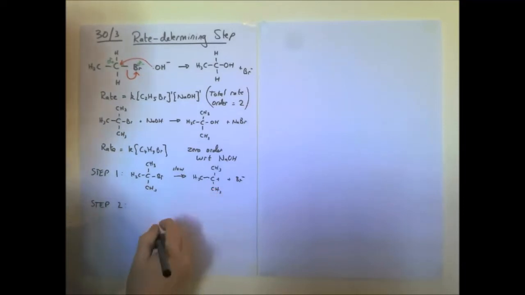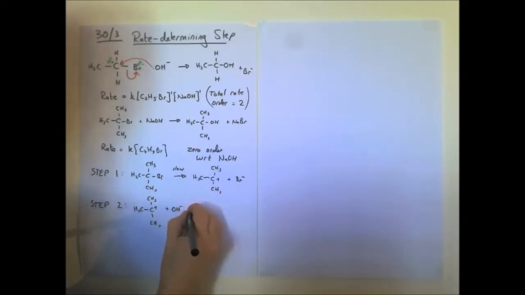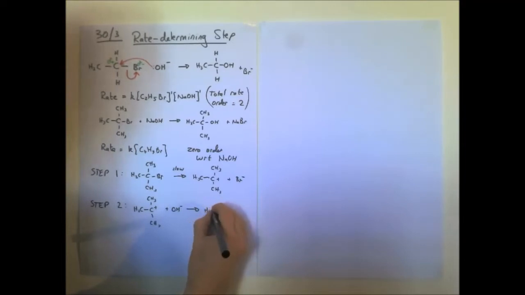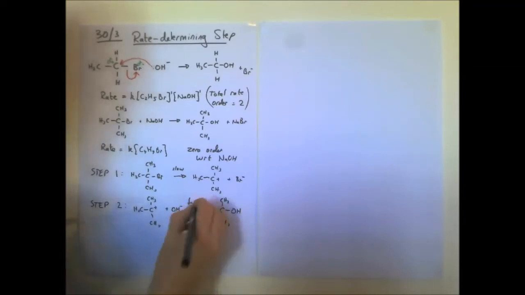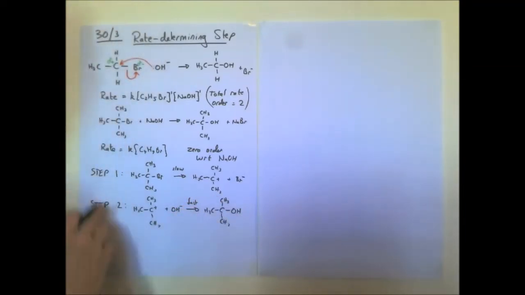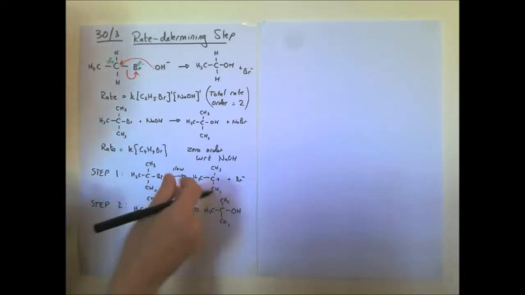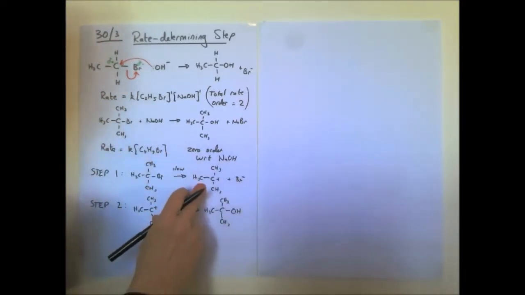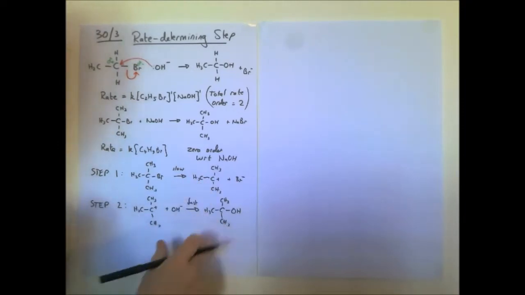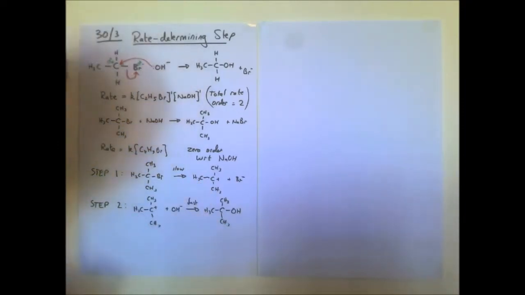And then once we've made that, well, now if there should be a hydroxide around, that would swoop in and occupy that carbon there. Okay, and that happens pretty fast. So we've got two steps of the mechanism: a slow step, which is a bond breaking step, you'd expect that to be slow, and then a bond making step you'd expect to be fast there.